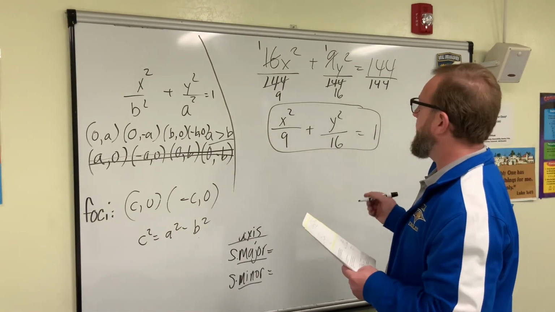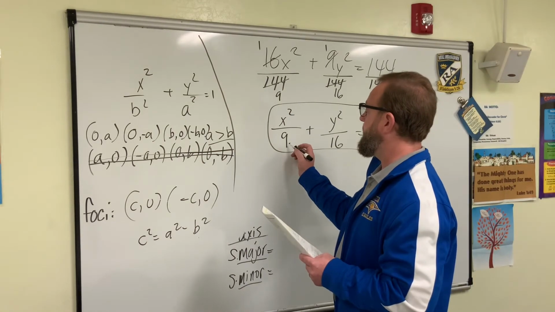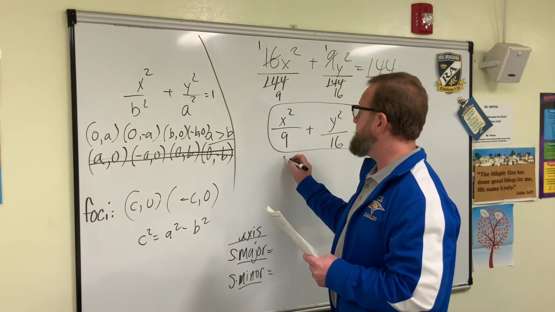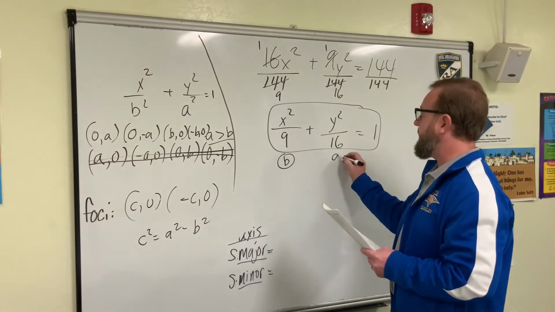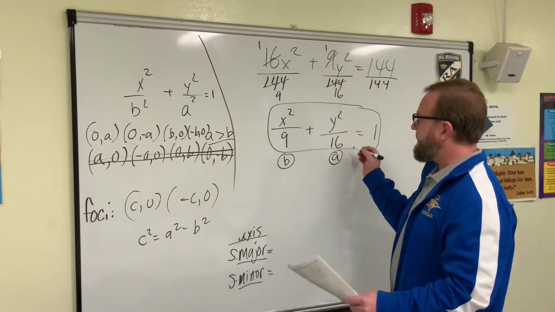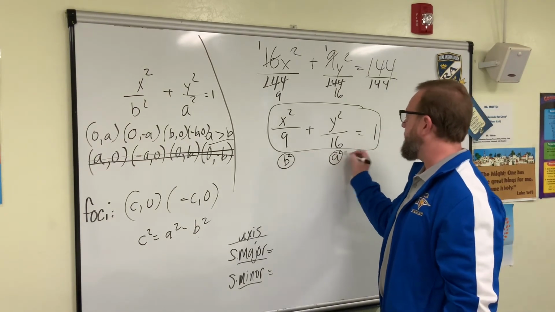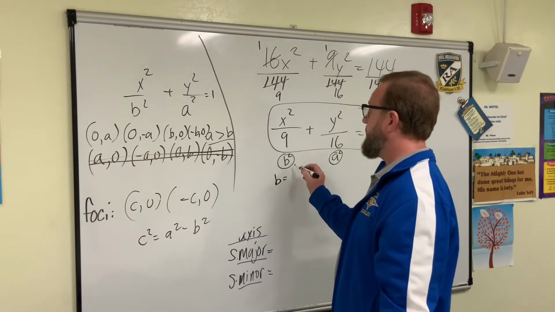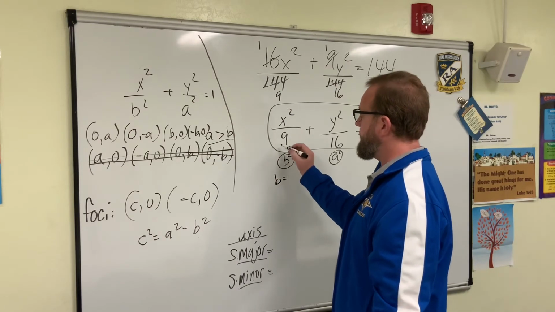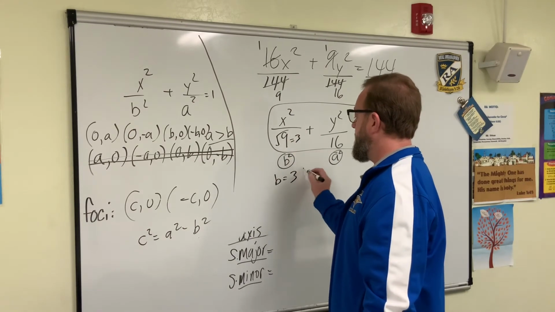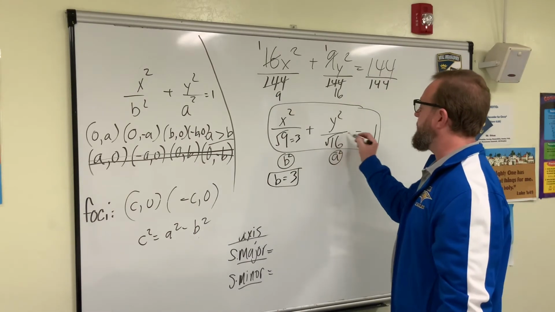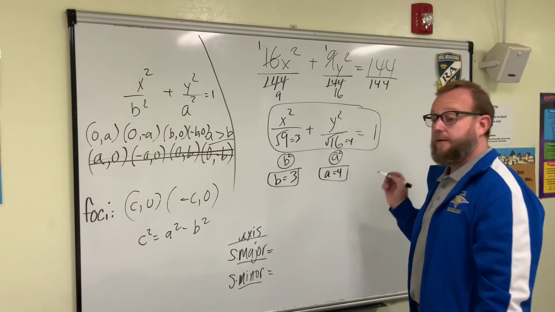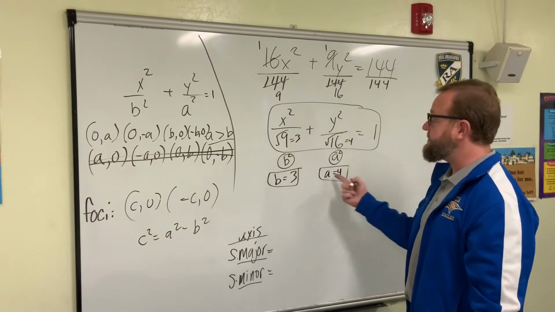So now I realize that this is A or B? That is B. That makes this A. Or I guess A squared, really, to make it more clear for now. So that means to get the B, B is going to actually be what? 3. If this is 9, square root of 9 is 3. So B becomes 3. And this square root of 16 becomes 4. So A is 4. Now we have numbers to work with.